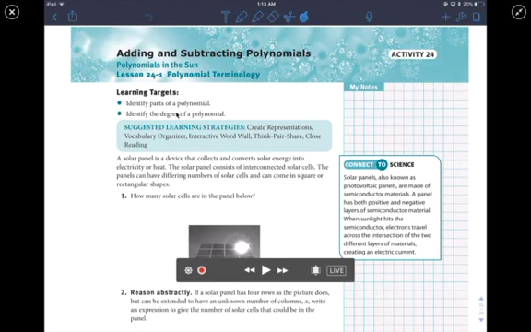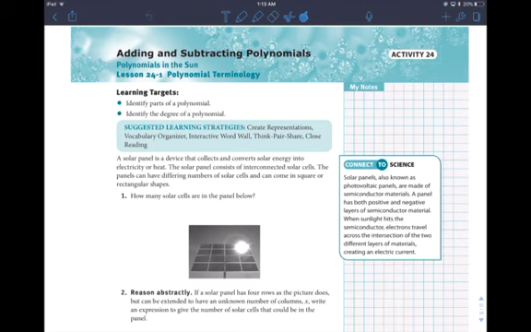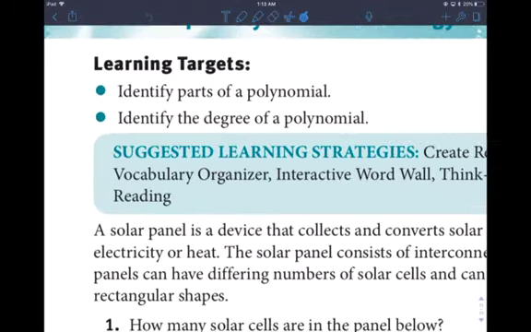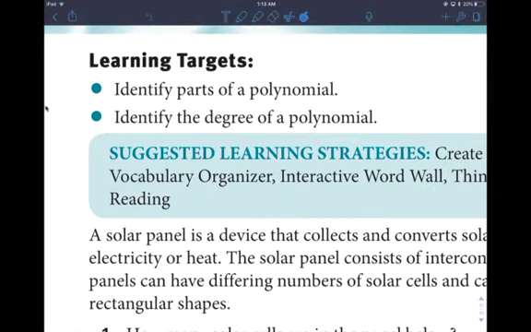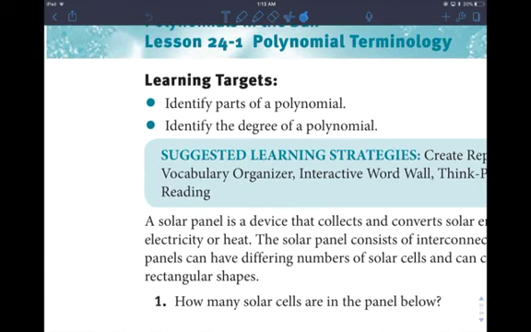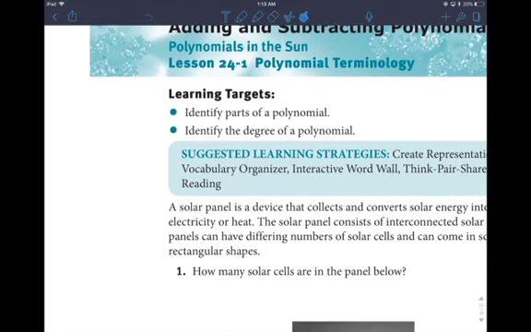Hey class, so in this lesson 24-1, we're going to keep it very simple. It's just going to be an introduction to polynomials. So we've done this before. It's nothing new. We're just going to look at some specific terms, something for you to recognize. And then I'll give you some work based on this, and you'll find it in the same folder.